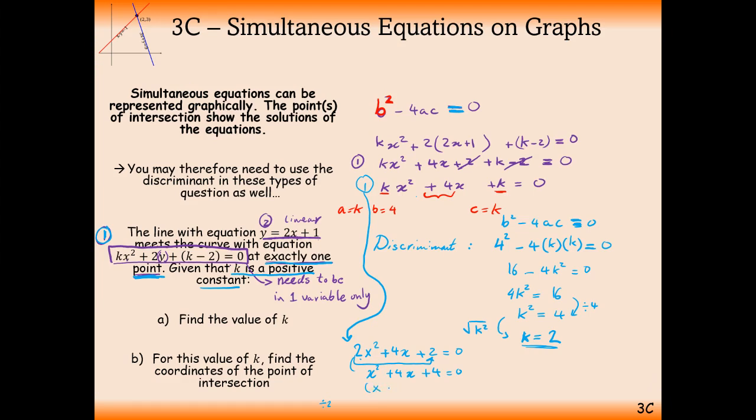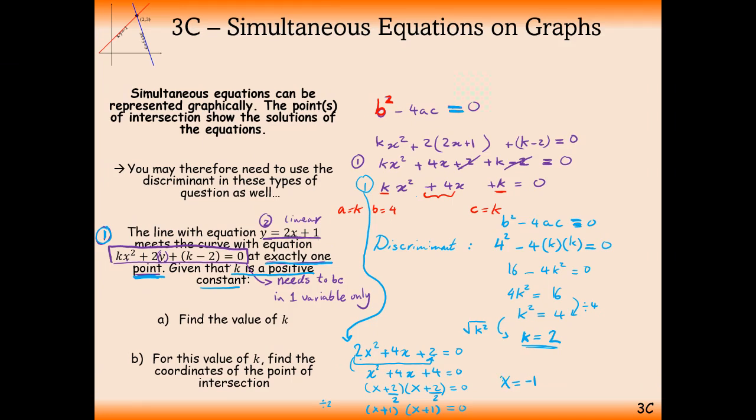Factorizing this, I'll get x plus 2 and x plus 2 inside the brackets. Now, because I multiplied by the 2, I need to divide by 2, divide by 2. So in fact, I'll end up with x plus 1 and x plus 1 inside the brackets. And this is telling us, look how fascinating, that there is only x equals minus 1. There's a repeated root in our equation.